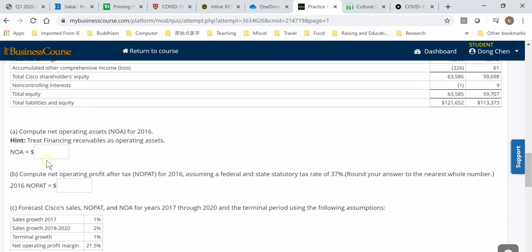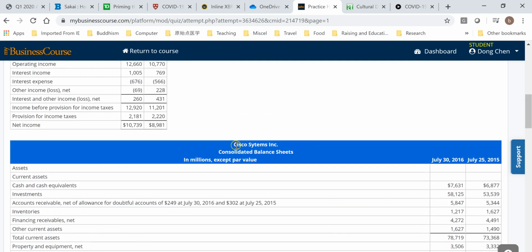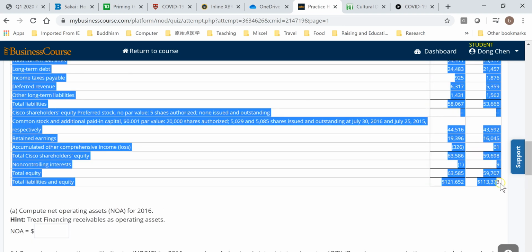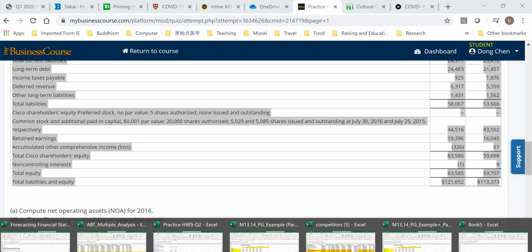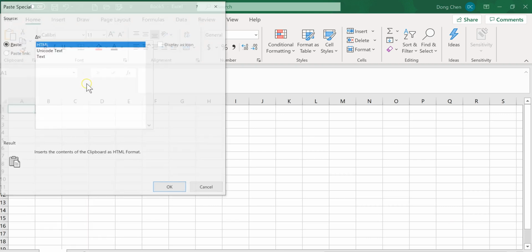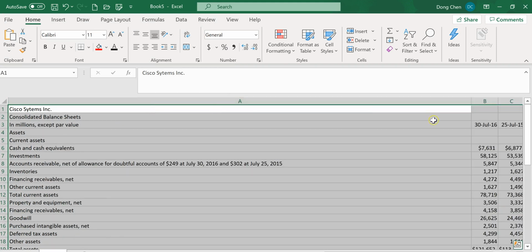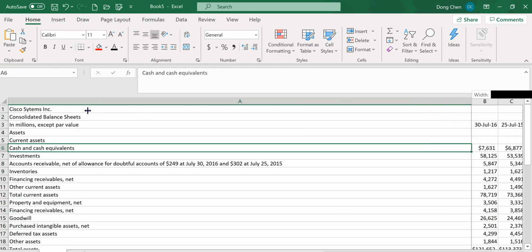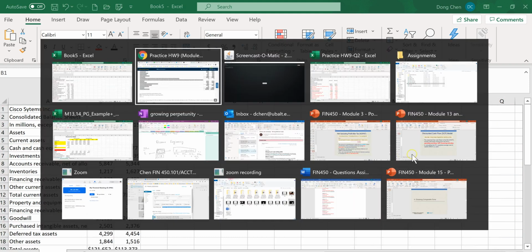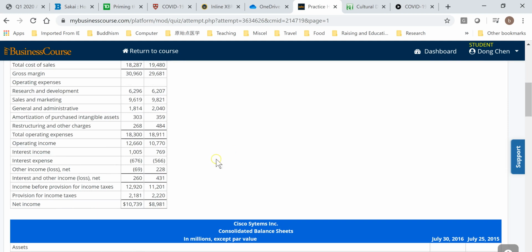The first part is asking us to calculate NOA. There we need the balance sheet, right? So the first step for me is to copy this balance sheet to Excel. I also want to copy the income statement and then make the change once.